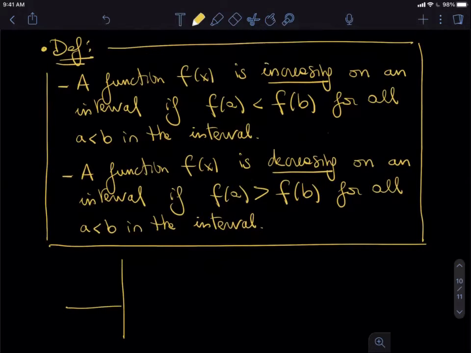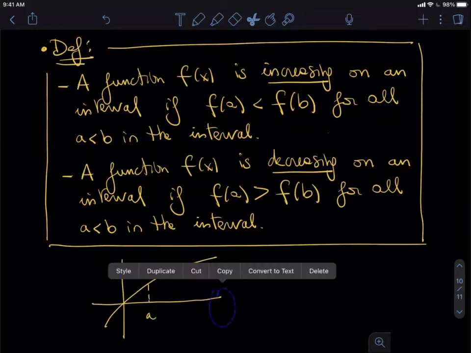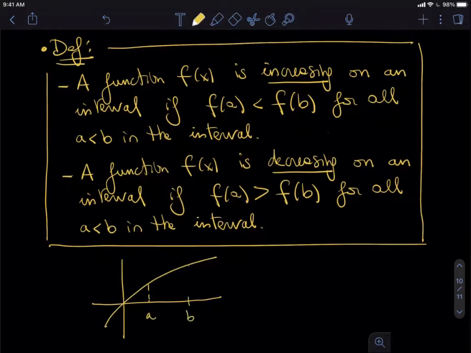So we have that the function is increasing, okay, if I have a and b, and my f of a is smaller than my f of b. Did you notice here? A is smaller than b, f of a is smaller than f of b, and the function is clearly increasing. The values get larger and larger.